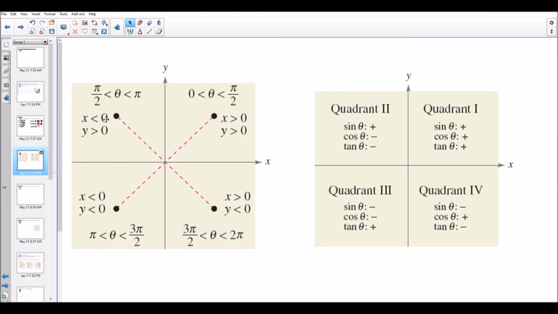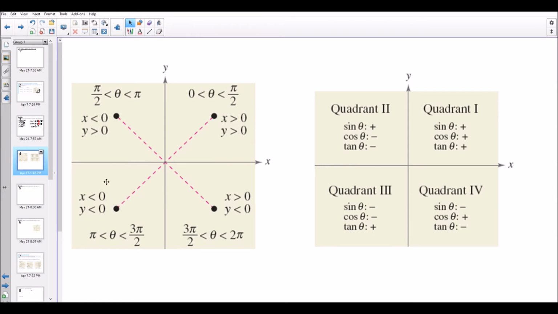And in this case, because the x value is negative, you're going to have cosine values that are negative, or even tangent values that are negative, just because the x value would be negative. I'll refer to this chart here in a second. Let me just finish off down here.